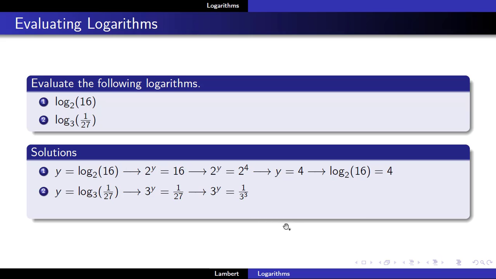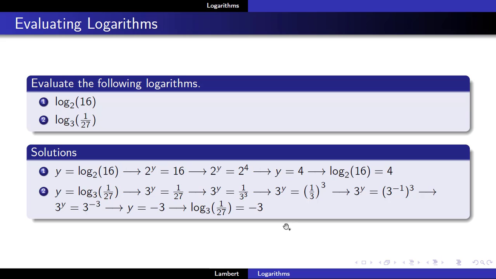So you have 3 to the y equals 1 over 3 cubed. You can pull that cube since 1 over 3 cubed is the same as 1 cubed over 3 cubed. We get 3 to the y equals 1/3, the quantity cubed, and that is just 3 to the negative 1 on the inside there. So instead of 1/3, write that as 3 to the negative 1. Laws of exponents, we can multiply the negative 1 and 3 to make negative 3, so you get 3 to the y equals 3 to the negative 3, and we have y equals negative 3, meaning our log base 3 of 1 over 27 equals negative 3.